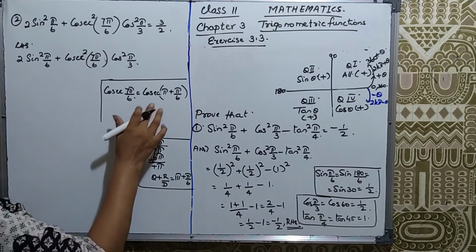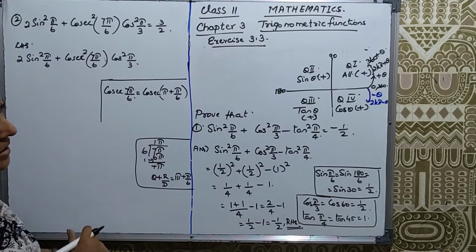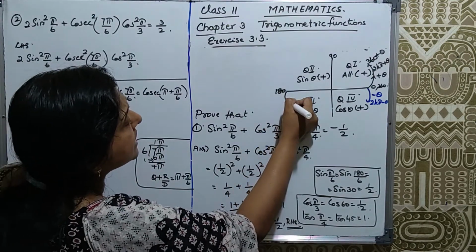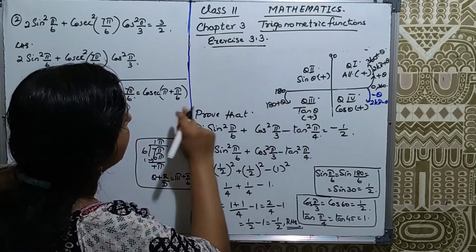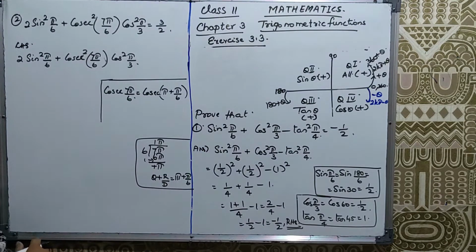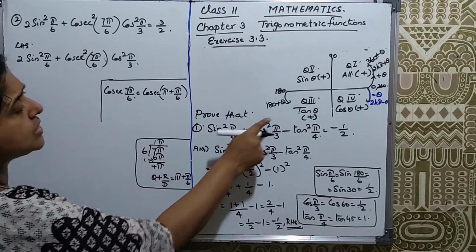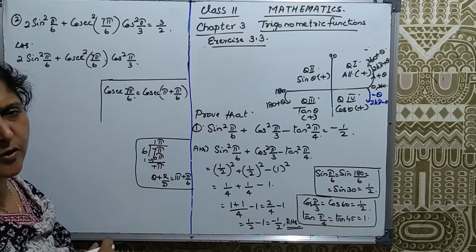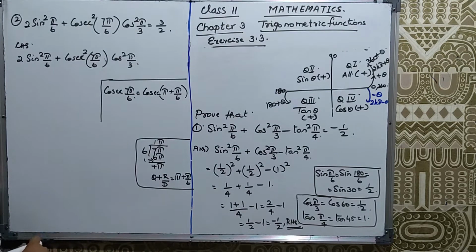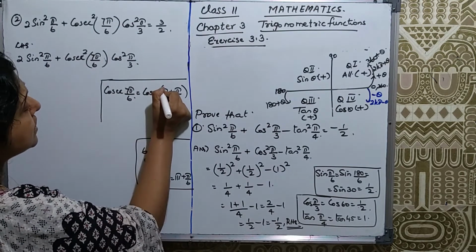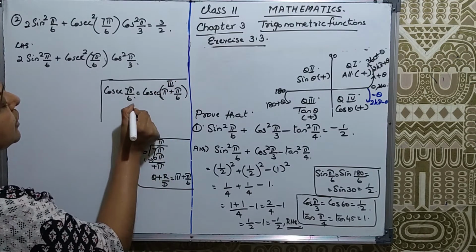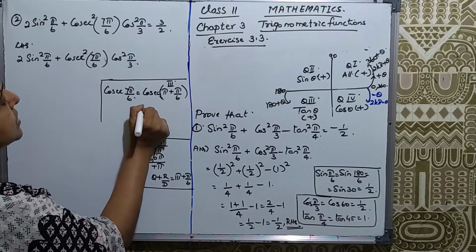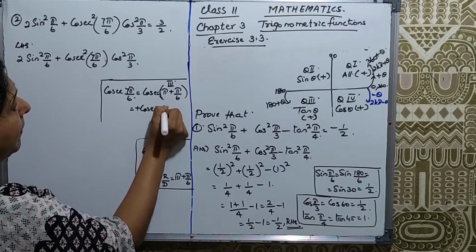Now here cosec 180 plus theta. All the 180 plus theta, pi plus theta, belongs to the third quadrant. In the third quadrant only tan and its reciprocal cot will be positive. That means cosec is negative. So cosec 180 plus theta belongs to third quadrant.